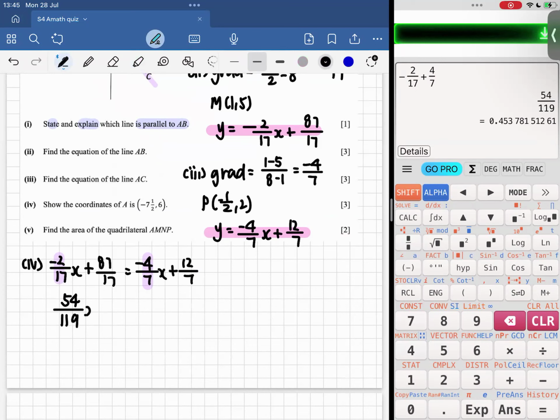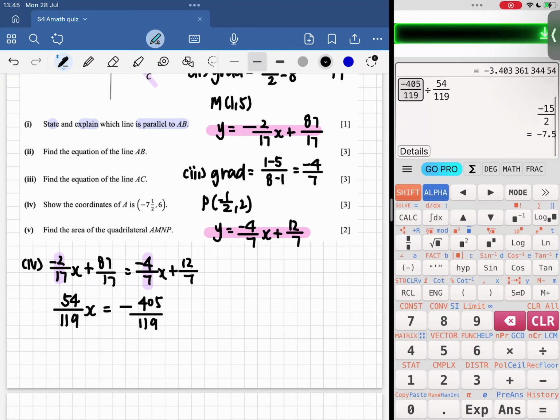Ugly, right? Equals to, this one is 12 over 7 minus 87 over 17. So this is minus 405 over 119. Okay, good news is the denominator looks like removable, right? So if I divide, I want to find x, so I find this way. So then I'll be able to get x equals to negative 7.5. Oh, very nice. So I'm sure you all can go and find y from there already.